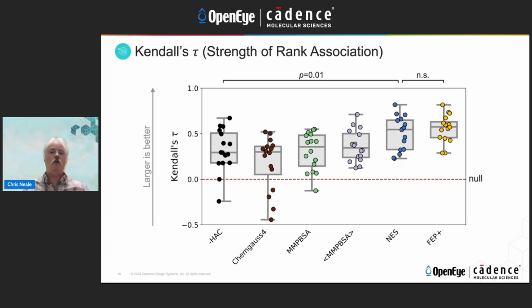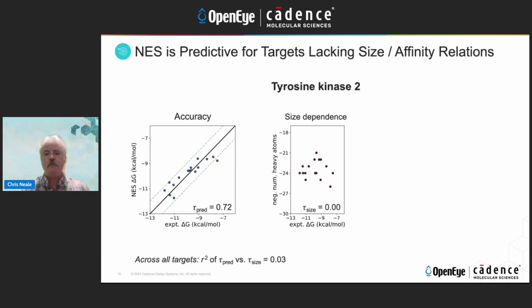And so one might ask, are these heavier methods just adding something on top of that, or are they doing something orthogonal? One of the ways that we address that is by looking at, in this case, the TIC2 protein target data set. And we're looking at both the relationship between experimental affinity and NES on the left, and the relationship between experimental affinity and the ligand size in the middle.